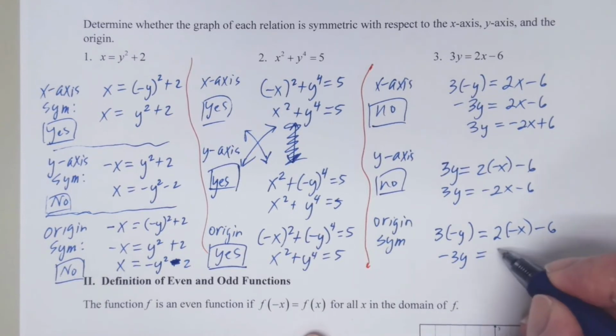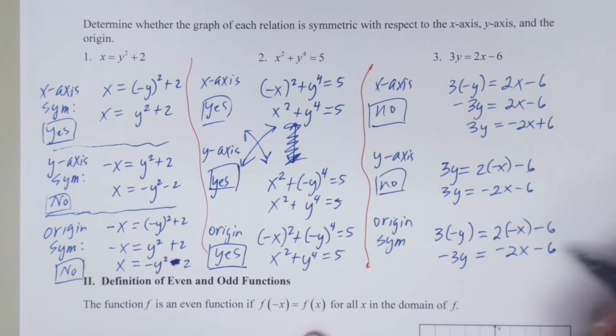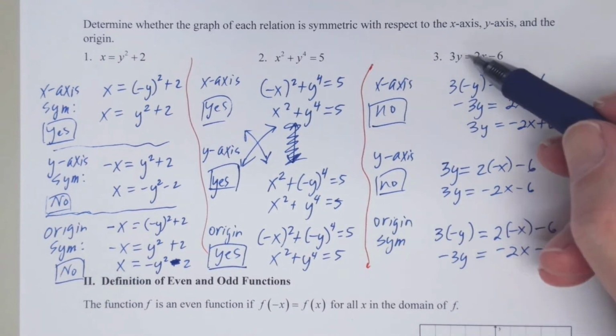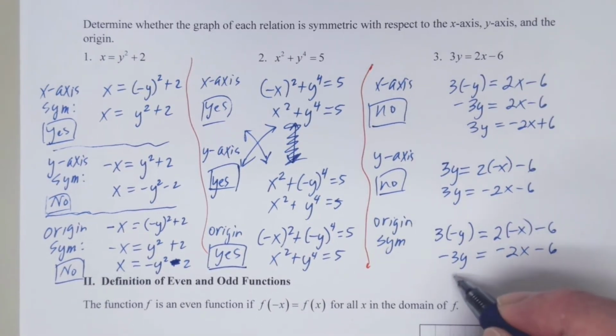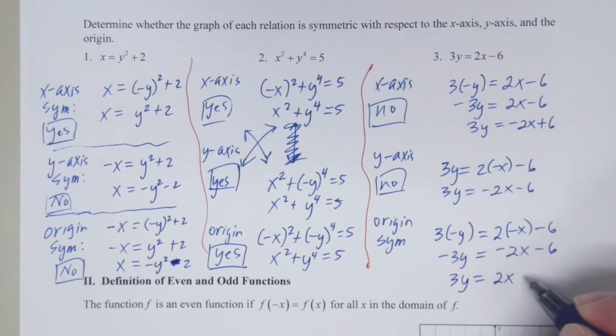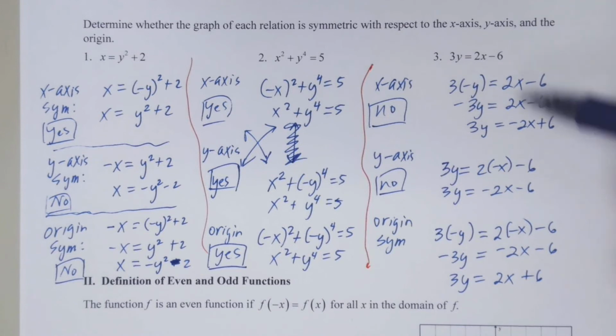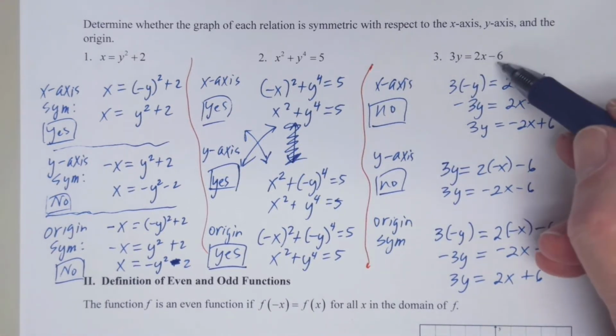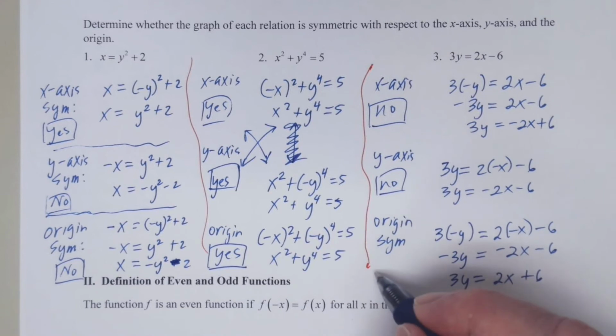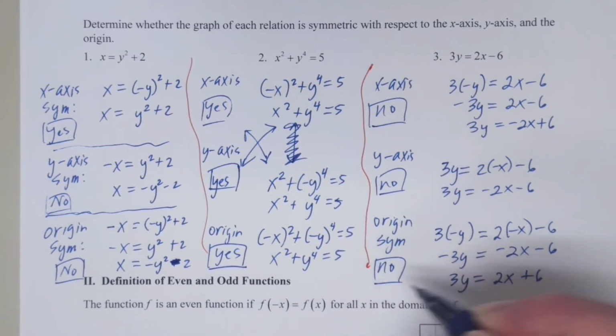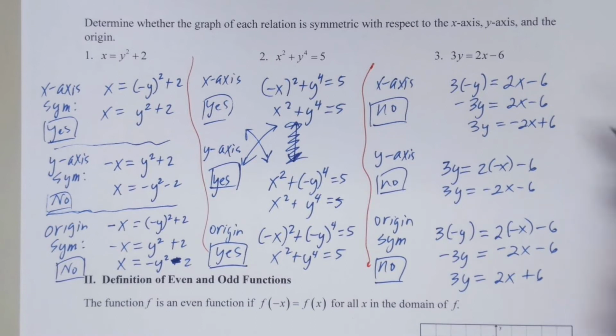We'll get negative 3y equals negative 2x minus 6. And again, I need a positive 3y here, so I'll multiply both sides by negative 1. We'll get 3y is equal to 2x plus 6. We got close that time, but we're still not exactly the same. Our equation is not unaltered because of the 6. And so the answer is no. In this case, it doesn't have any of these symmetries. The graph of this equation has none of these symmetries.